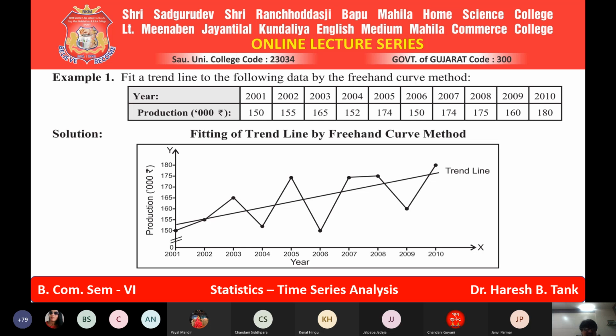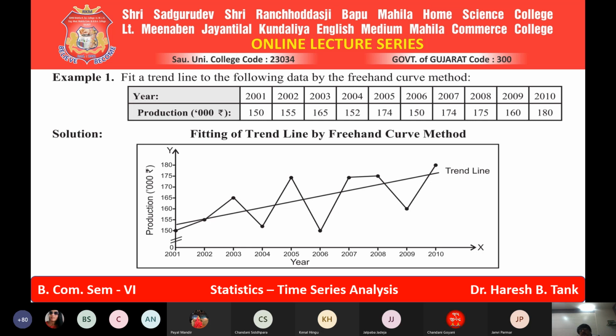And if the line you are drawing is parallel to the x-axis, then you can say that there is no trend within the variables. It means it is consistent, it is constant. Right? These are the only three possibilities. It may go upward, it may go downward, or it may remain constant. When it remains constant, there is no trend. If it goes upward, it becomes an upward trend. If it goes downward, it becomes a downward trend.